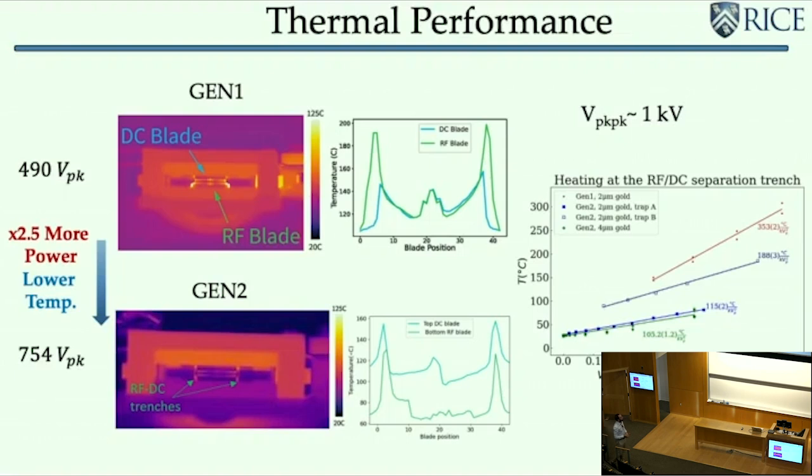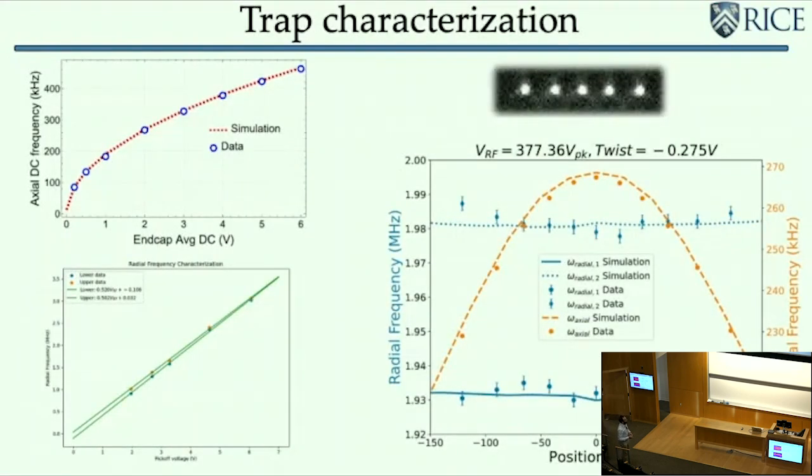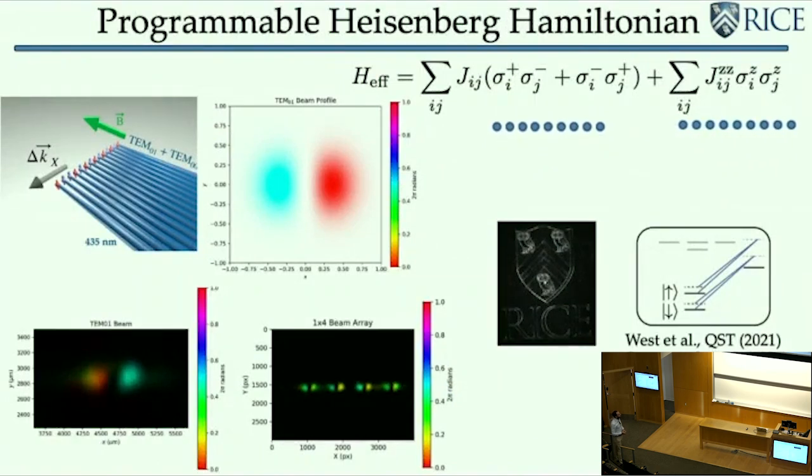Because we work with ytterbium, which is actually the heaviest atom, we did a lot of work in optimizing the thermal performance of the system. So we can now use 1.6 kilovolts roughly without having too much heating. And so now we're basically trapping, and the nice thing is that because it's microfabricated, the trap frequencies are exactly what you would expect. That's a nice feature, and they're also very homogeneous along the axis.